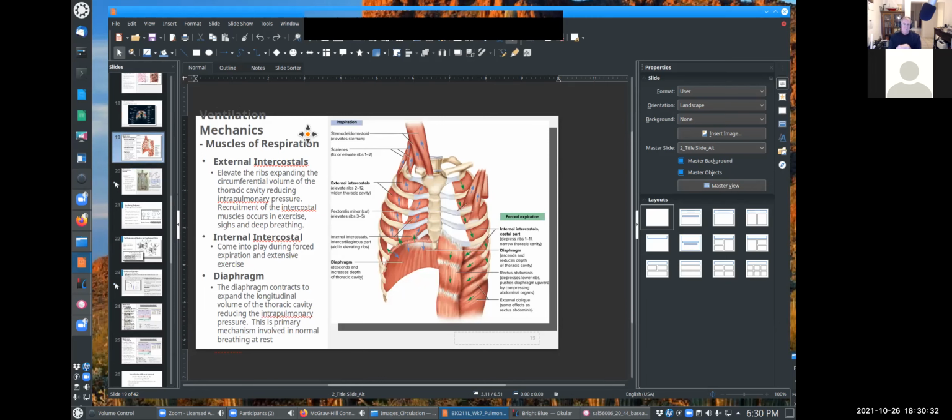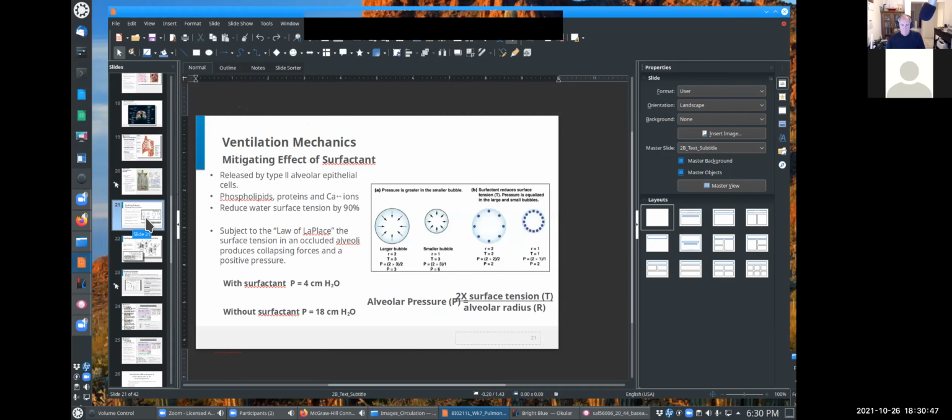Remember that muscles of respiration use the diaphragm and the intercostal muscles. Intercostal muscles are used more during exercise or exertion, where you're trying to move a lot of air. Otherwise, you normally breathe with your diaphragm.